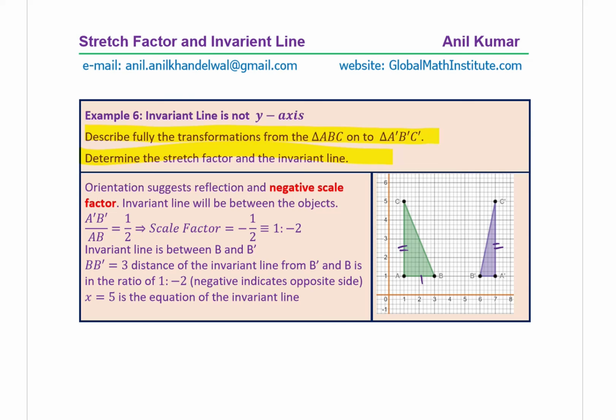So in this case, you can find that the ratio A dash B dash over AB is how much? Well, this A dash B dash is 1 over 2, right? So this is 1 unit and that is 2 units, 1 over 2. So the ratio is half, and therefore we are looking for an invariant line in between, since there is also a reflection, right?